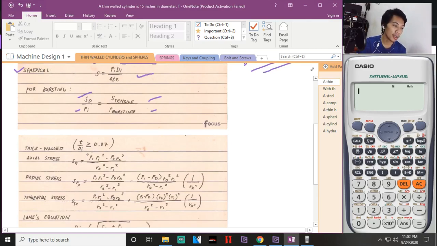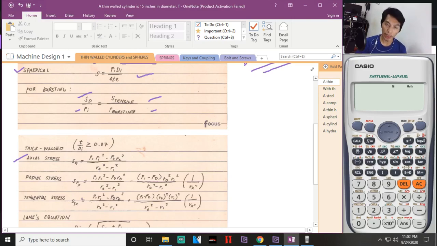Okay? Siyempre, kailangan mo na rin i-consider yung outside pressure and then the outside sizing. Outside the diameter, yung outside radius niya. Now, for axial stress, lagi mong tatandaan, ang axial stress is SA, Pi Ri squared minus Po Ro squared over Ro squared minus Ri squared. Ulitin natin. Axial, Pi Ri squared, minus Po Ro squared, over Ro squared minus Ri squared.